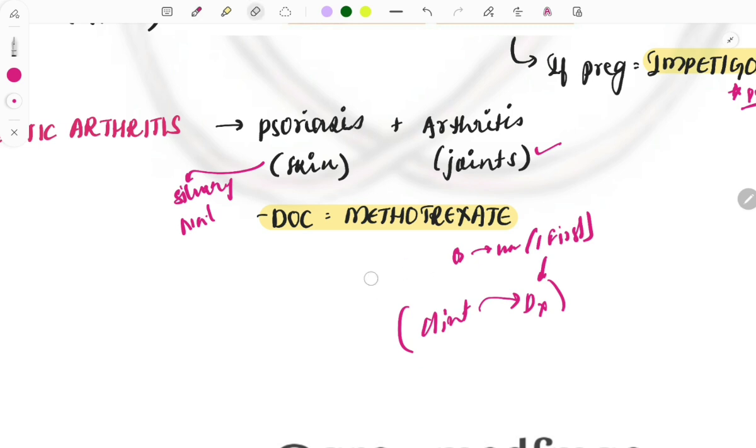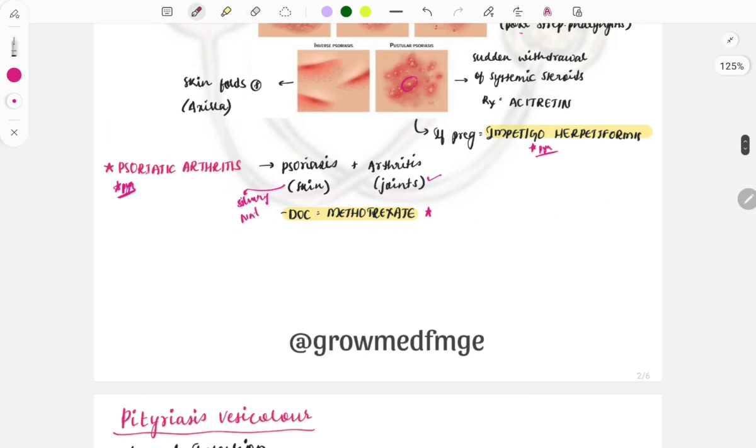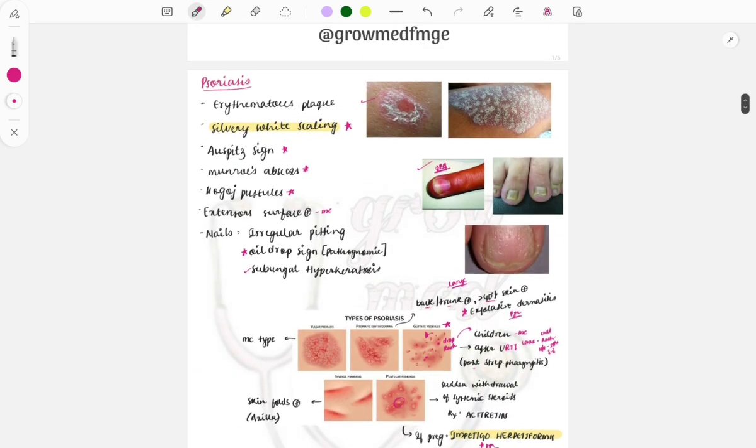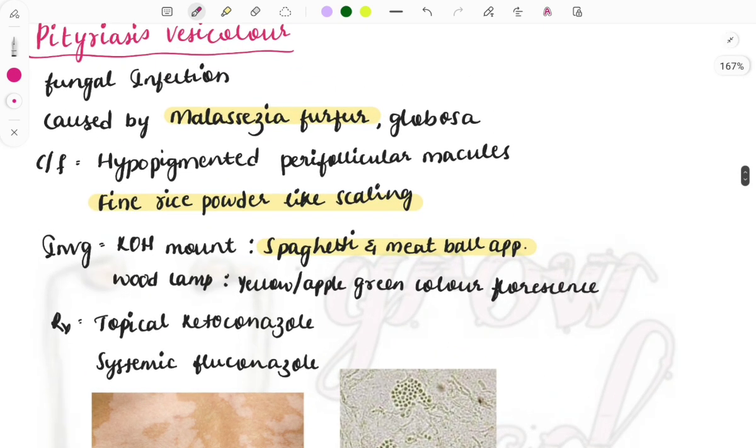Okay, and this is the PYQ, the drug of choice for the psoriatic arthritis, it is the methotrexate. Okay, so this was all about the psoriasis which you must remember. Then moving on to the pityriasis versicolor.